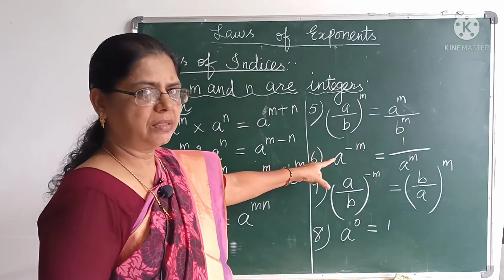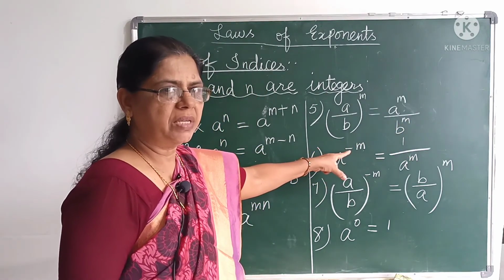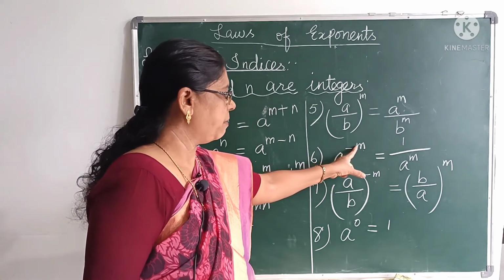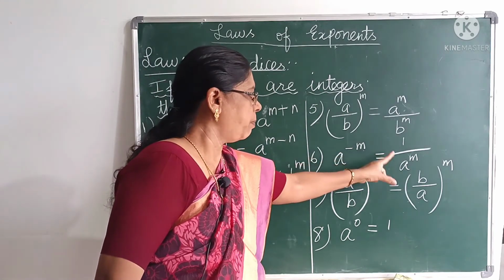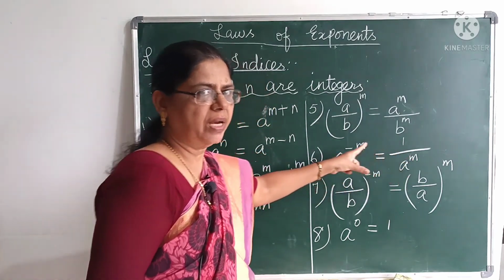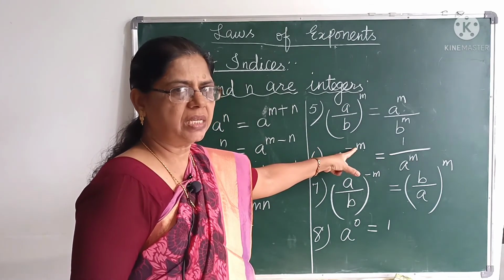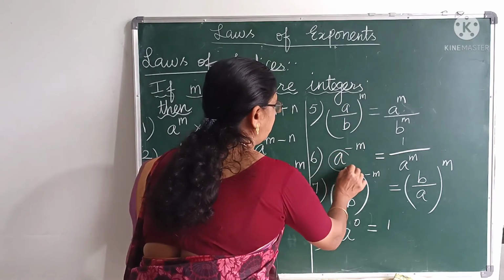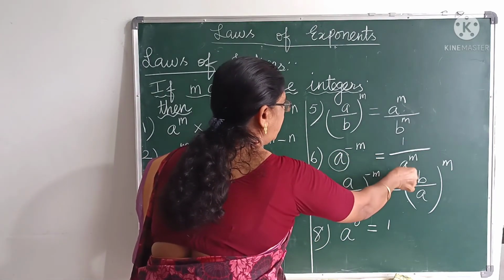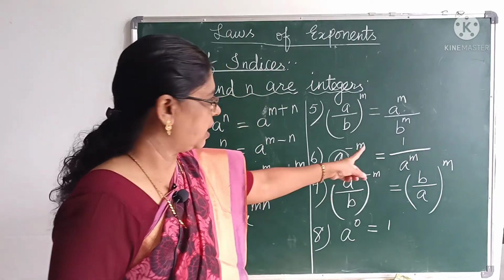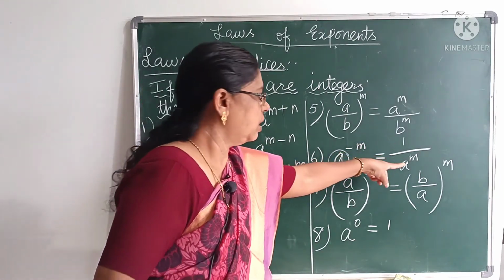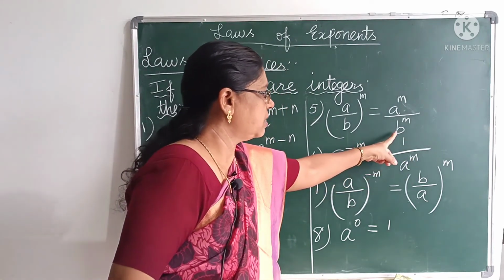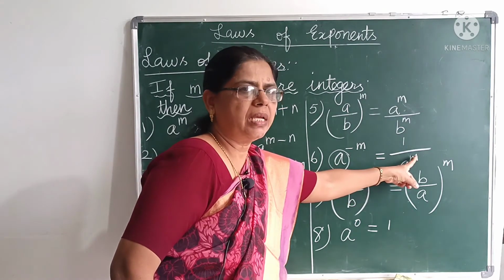Next we learned, when the power is a negative integer, what should you do? A power minus m is equal to 1 upon a power m. Whenever the power is a negative integer, write the reciprocal of the base. So what is the reciprocal of a? It is 1 upon a. And then change the negative integer to a positive integer. So a power minus m is equal to 1 upon a power m.